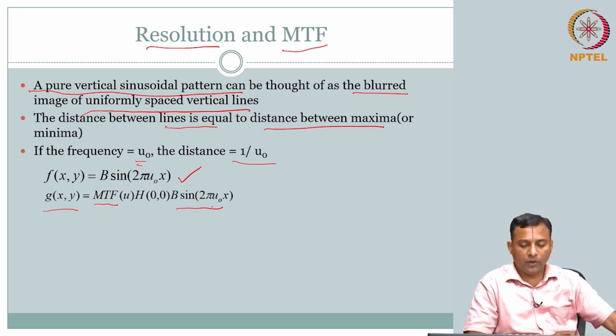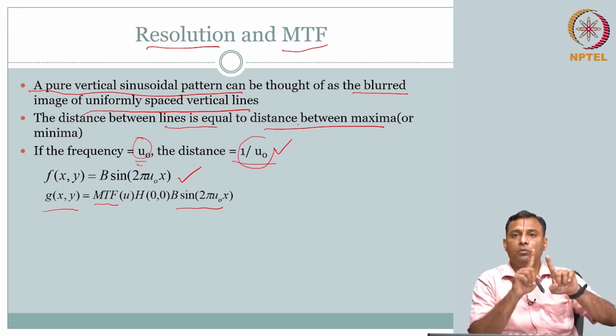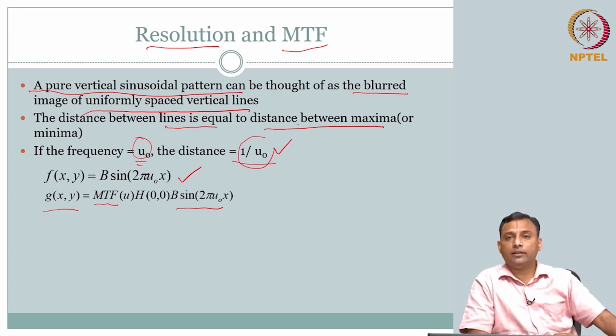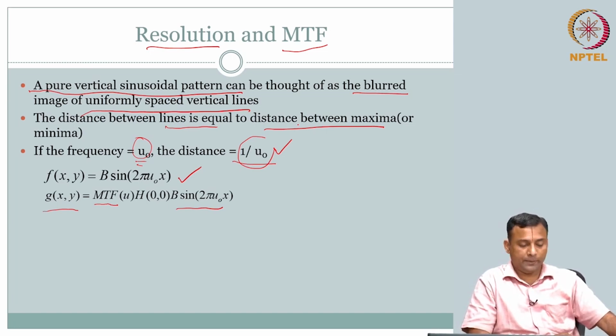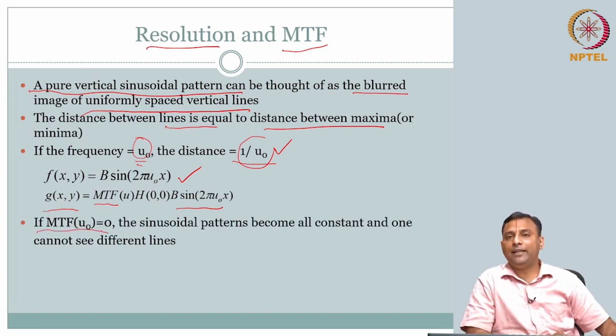So what do we do now? Well, somewhere we see that we use this for contrast, modulation transfer function, and now we also see that there is this frequency and the inverse of that frequency, the distance, which could essentially talk about the closeness or resolution aspect. So if MTF of u is 0, what does that mean?